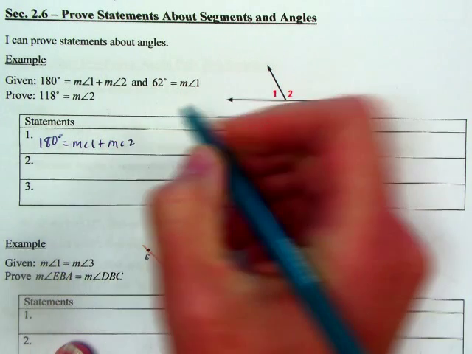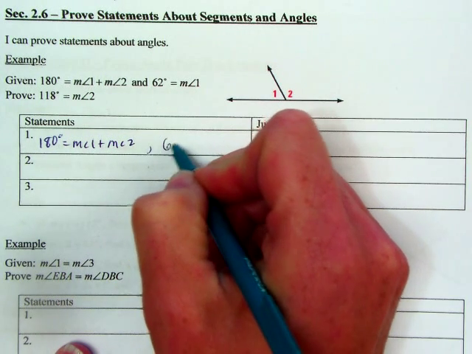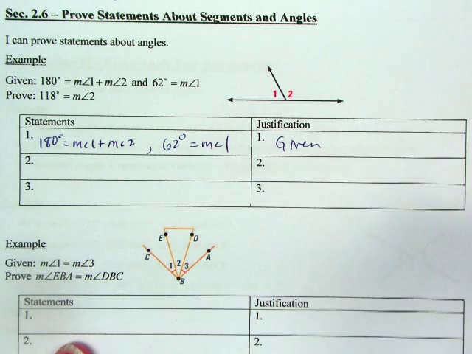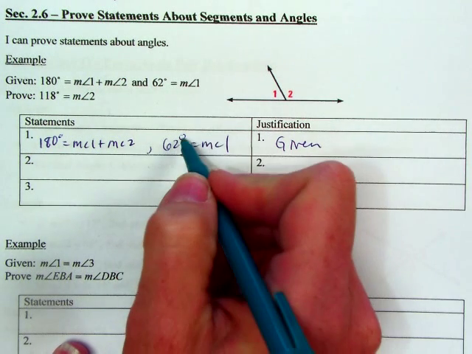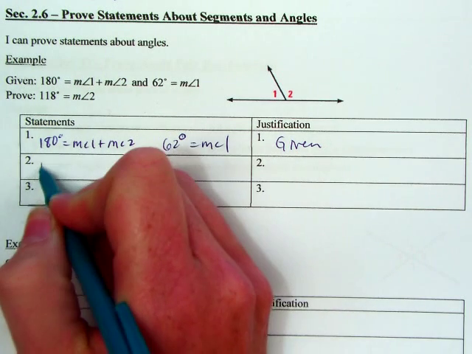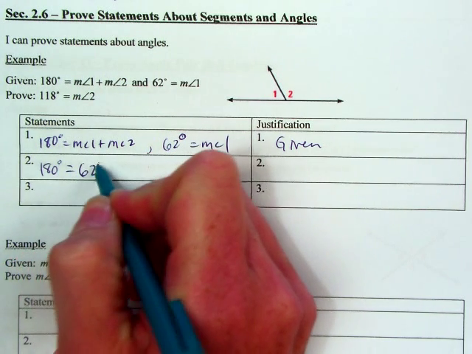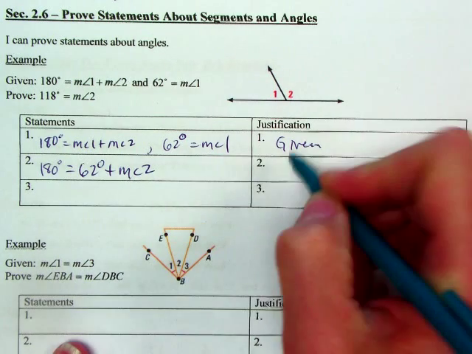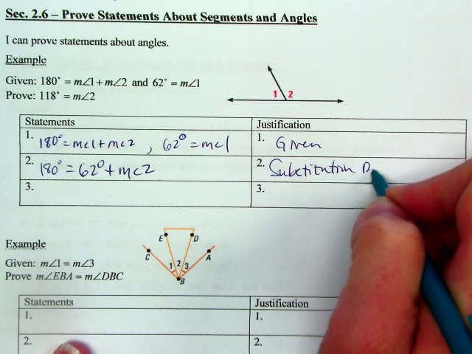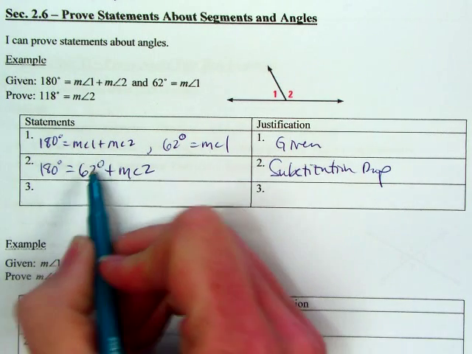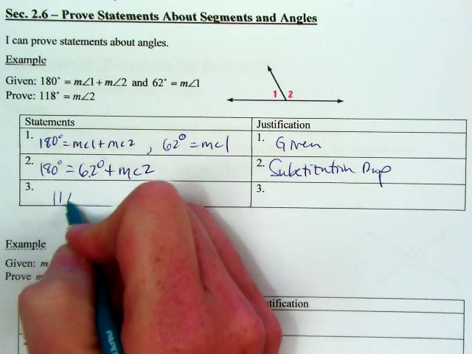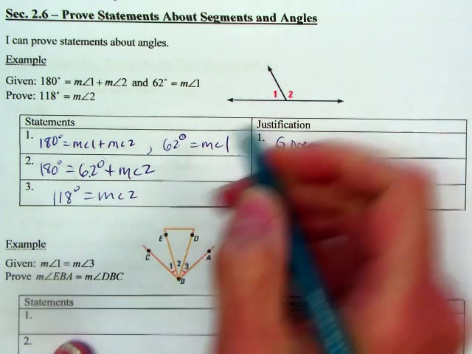So the first step is always your given. I'm just going to fill that in with my reason, given. For the second step, I'm going to do what you probably did in your head, which was put the 62 right there. That's called substitution. Then I'm assuming in your head you just subtracted off the 62 and ended up with 118. So our reason there is subtraction.